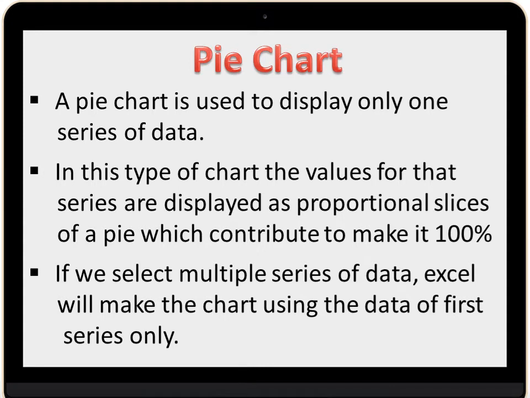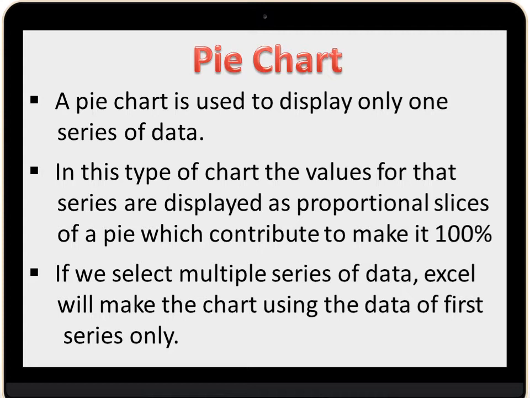The first type of the chart is pie chart. A pie chart is used to display only one series of data. It means that even if we have different series of data, after selecting the pie chart from the available types of chart, it will display only the chart related to a particular series of data, that is the first series of data. In this type of chart, the values for that series are displayed as proportional slices of a pie, which contribute to make it 100%.